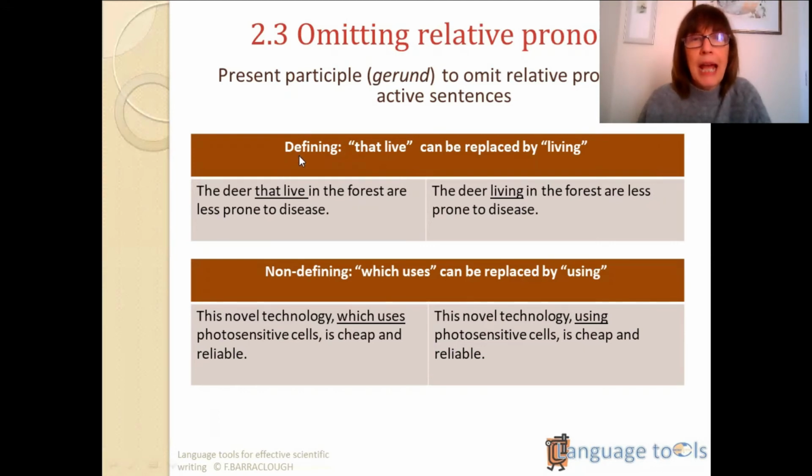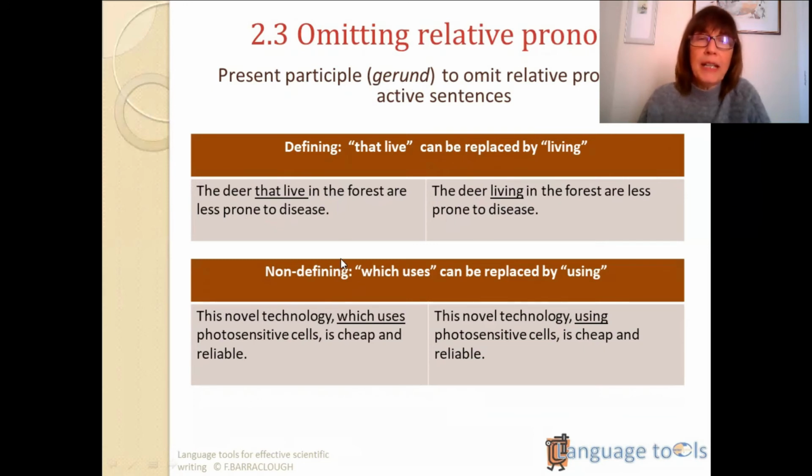So here we have a defining relative clause, that, and it is in the active, so we can change it to the present participle or gerund. The deer that live in the forest are less prone to disease. Deer living in the forest are less prone to disease.